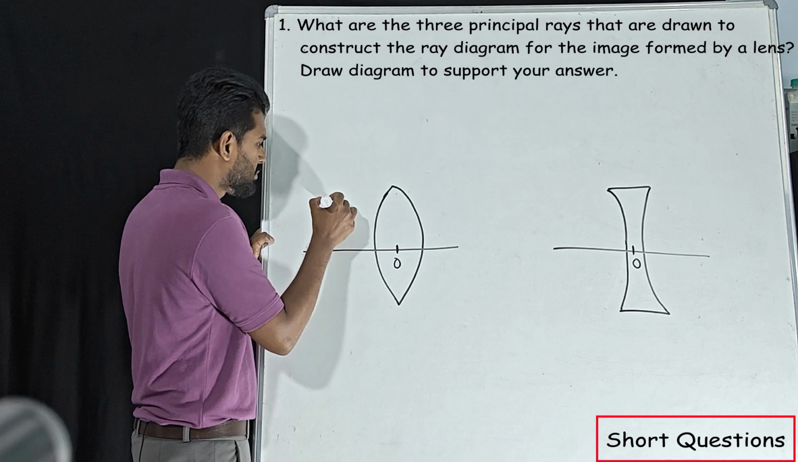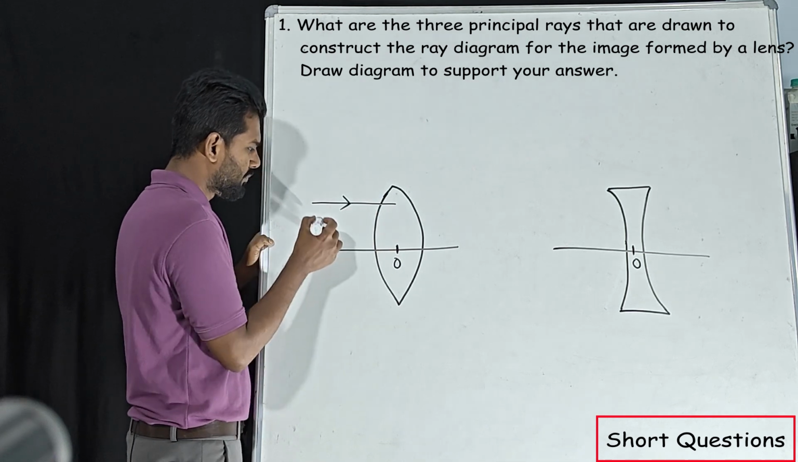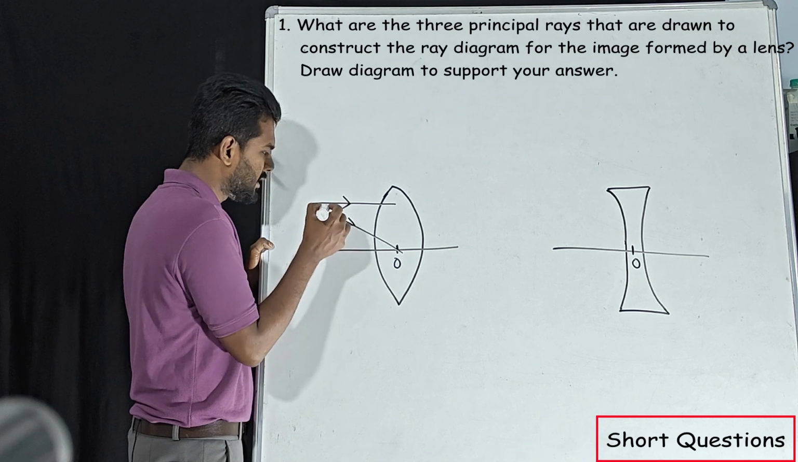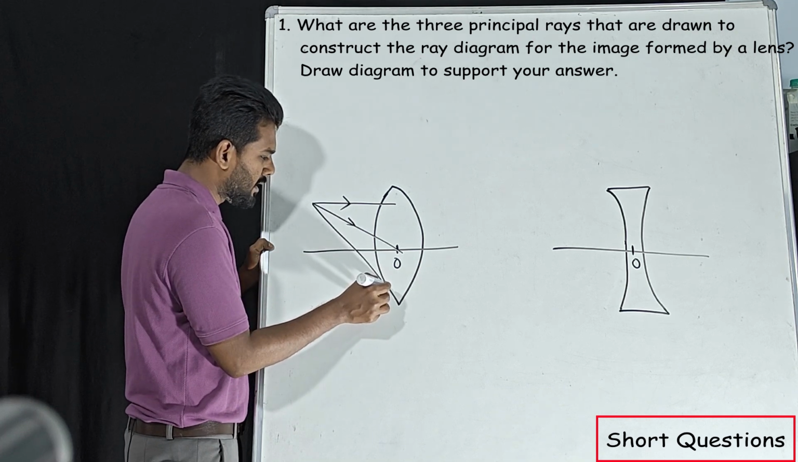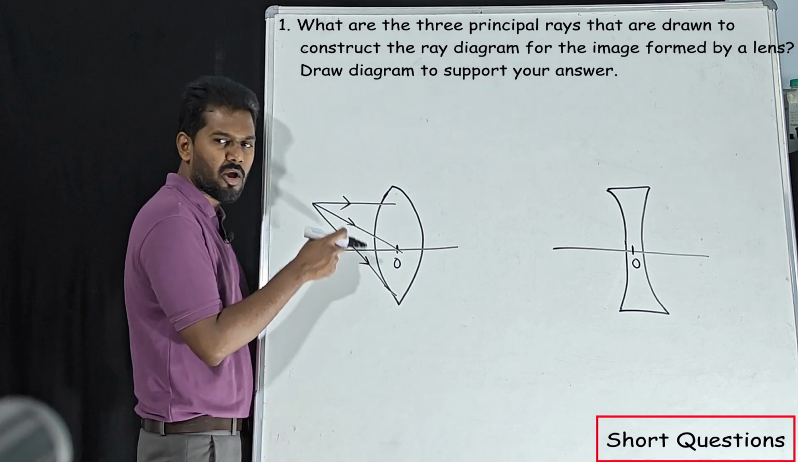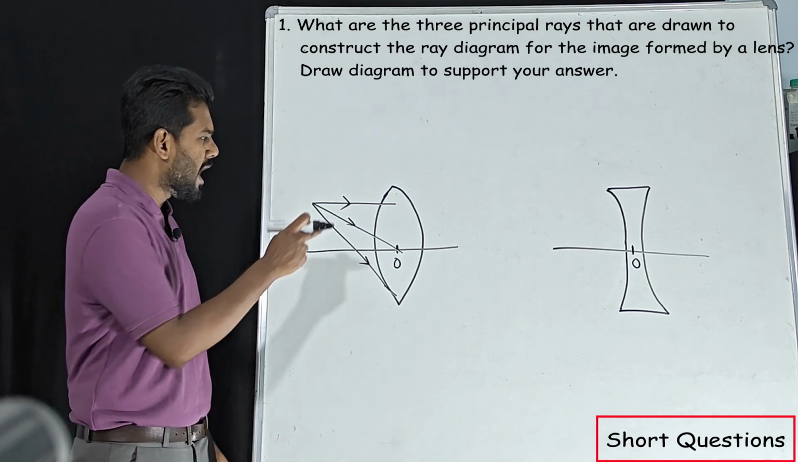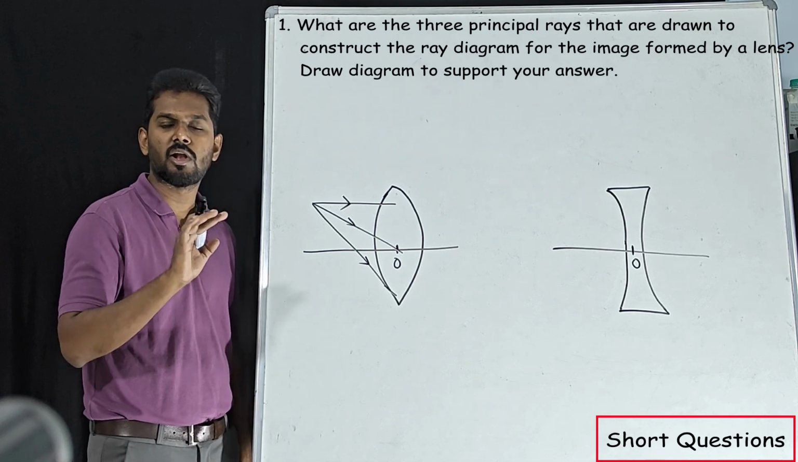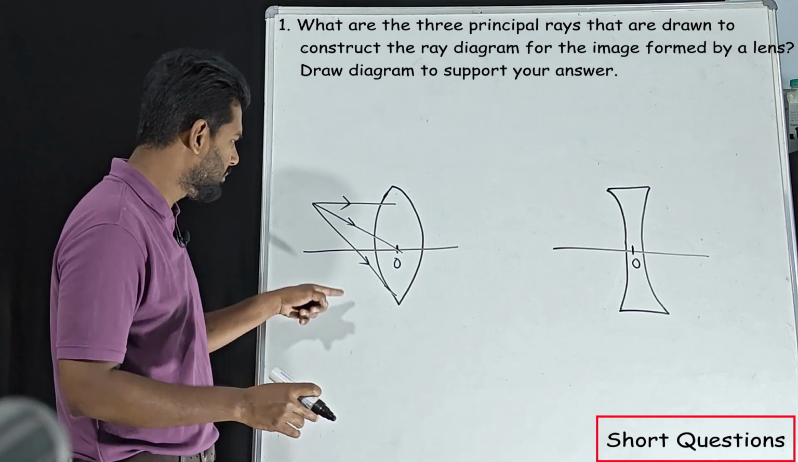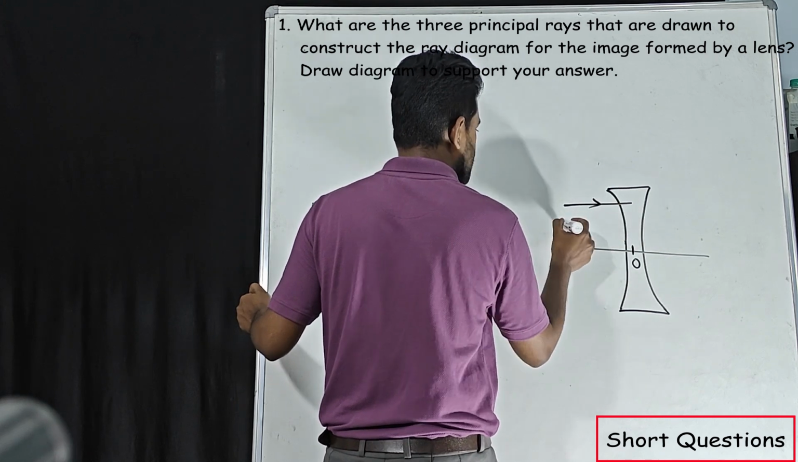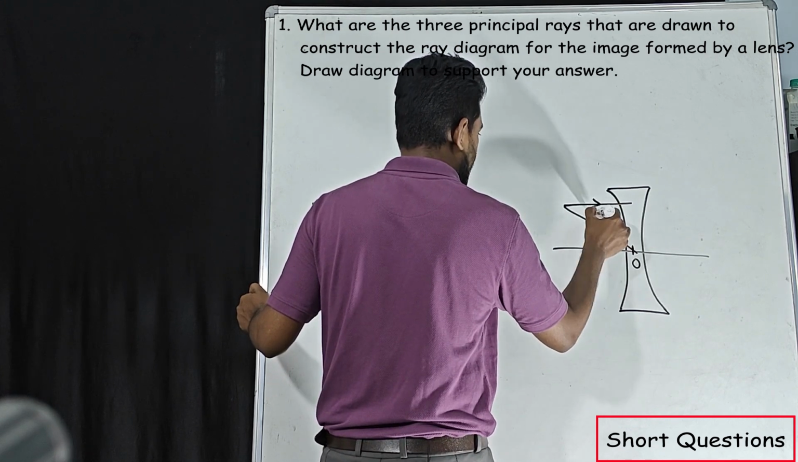First, it is parallel to principal axis, then it is passing through optic center, and it is not parallel to principal axis. And see, whenever we are drawing the ray diagram, you have to use a scale, and arrow marks are very much important. If the arrow marks are missing, you are not going to get the marks. The same three rays: parallel to principal axis, passing through optic center.